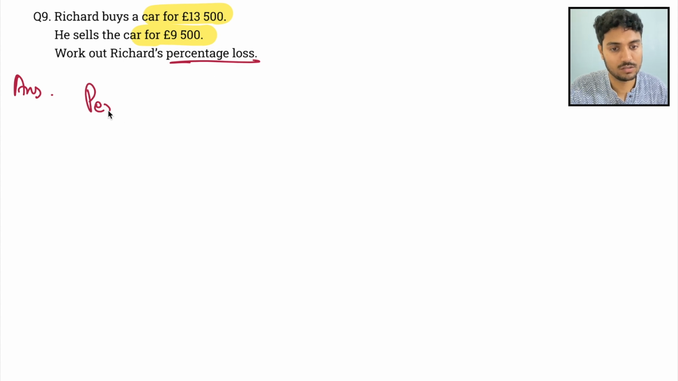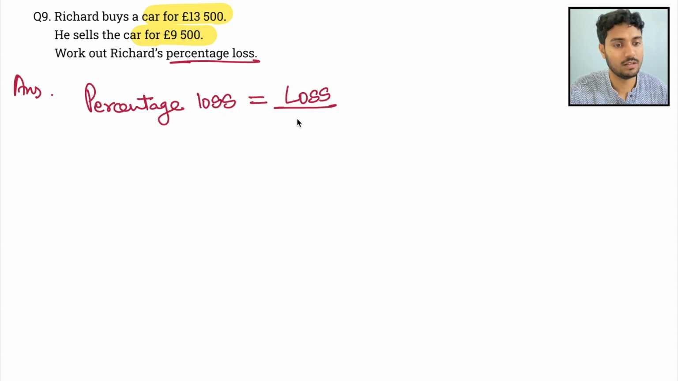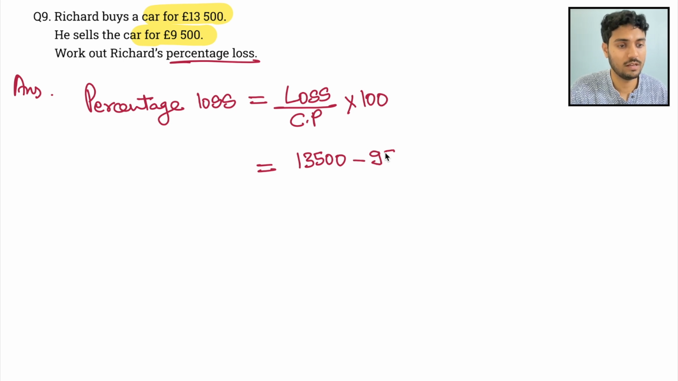Percentage loss is equals to loss divided by cost price multiplied by 100. What is the loss? The loss is the cost price, 13500, minus the selling price, which is 9500, divided by cost price, that is 13500, and this fraction multiplied by 100.